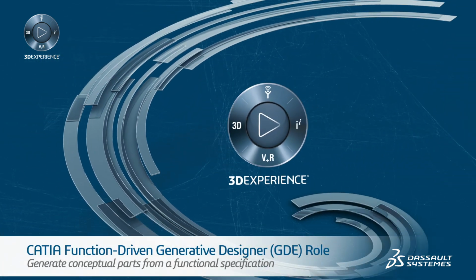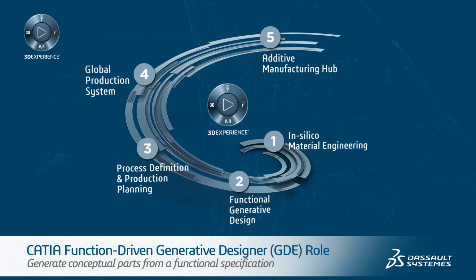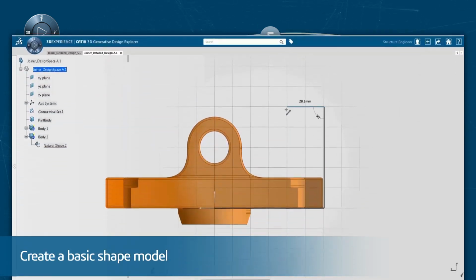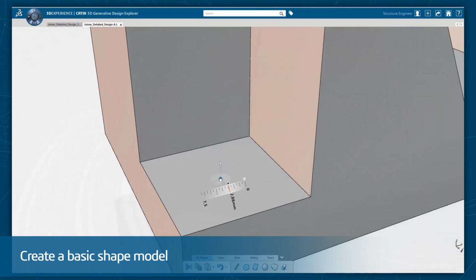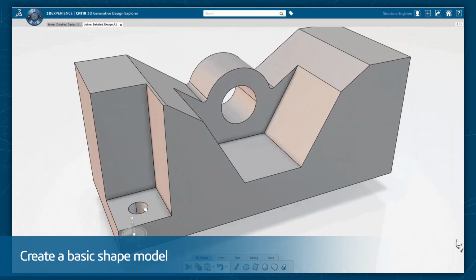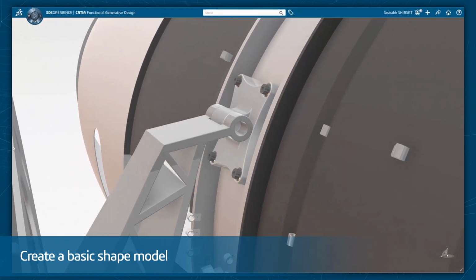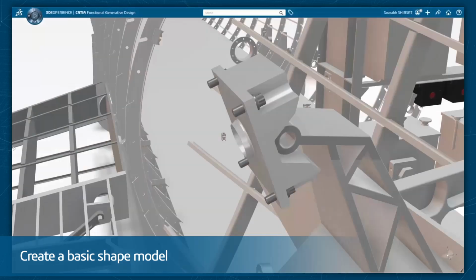The CATIA function-driven generative designer role answers these challenges with a new intuitive workflow which allows non-specialist designers to automatically generate conceptual parts from a functional specification. You can start by using CATIA's built-in direct modeling to create a basic shape model or a defeatured dumb model imported from other systems. A quick in-context check allows you to evaluate the functionality of the primitive shape.